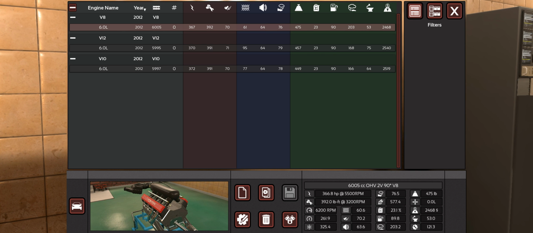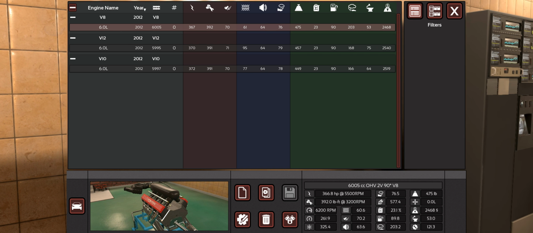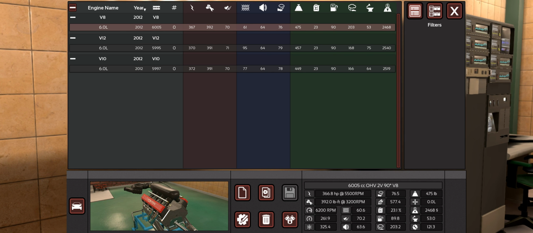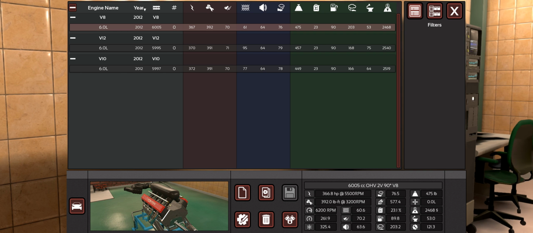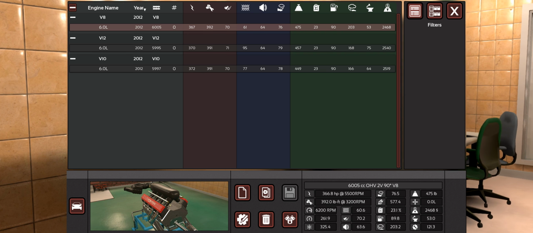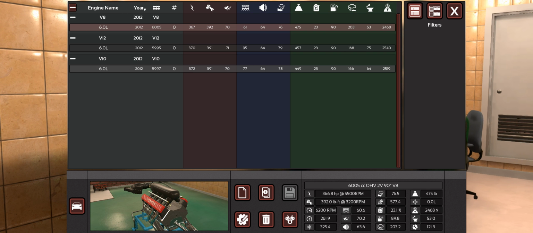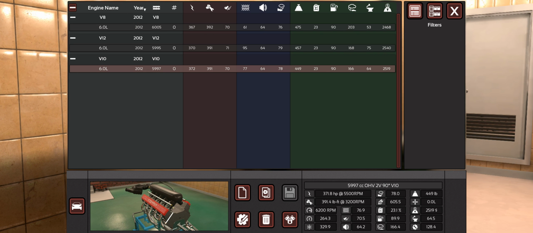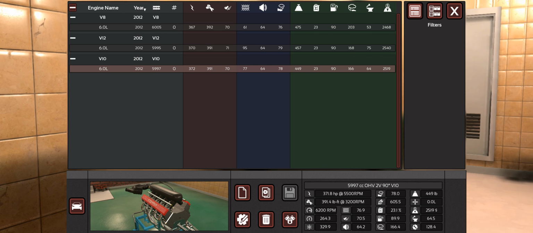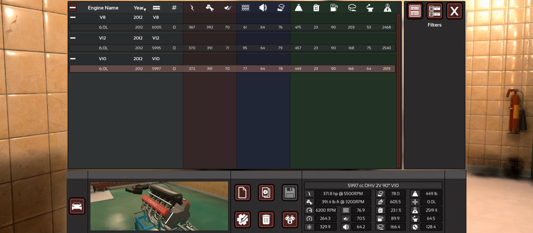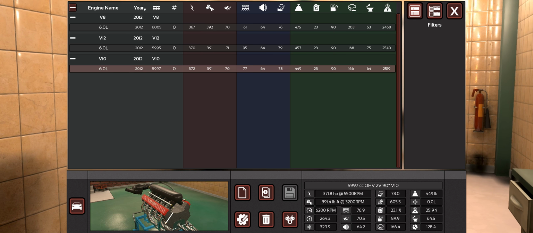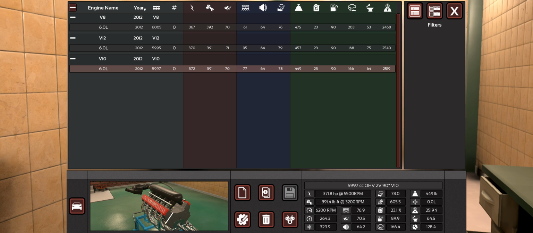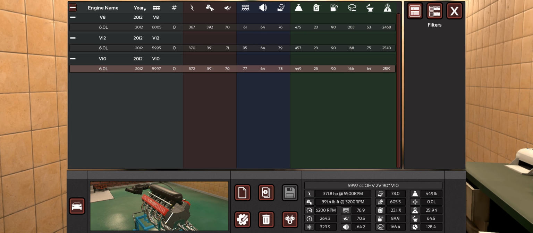The V8 obviously is a big, large cast iron block, so that's going to be the heaviest of them all. Or, sorry, I should say aluminum. I've made all these engines out of aluminum. But the point still stands. The V10, considerably lighter because the block just isn't as massive, either vertically or horizontally. It is longer, but not long enough that it makes up for that.